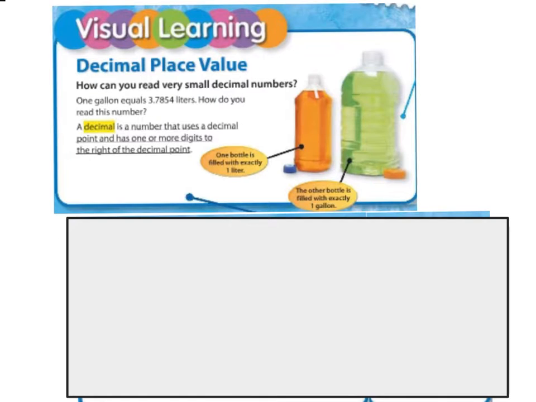Well, a decimal is a number that uses a decimal point and has one or more digits to the right of the decimal point. And we will have notes after this, so don't worry about that. Now I have some questions for you just to test your knowledge. First question is, what type of numbers are represented to the left of the decimal place? Pause the video if you'd like to talk about that.